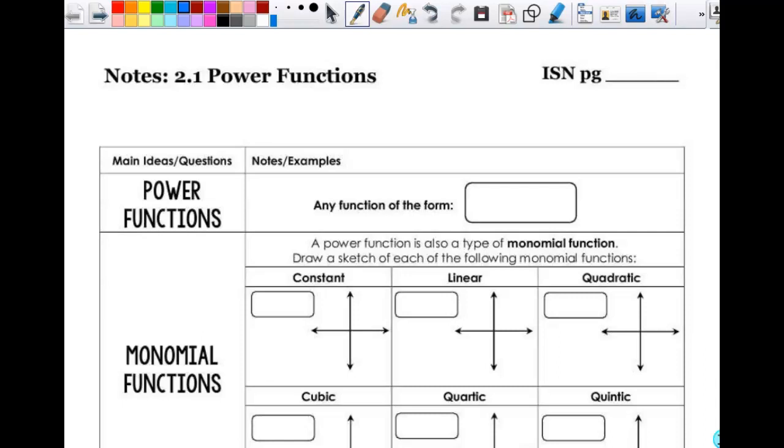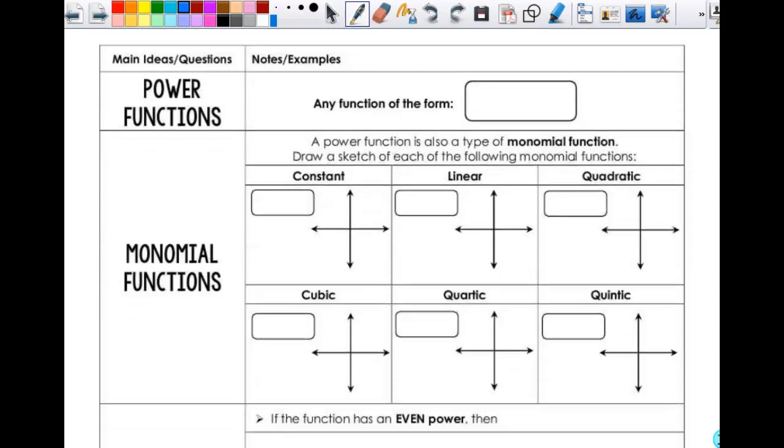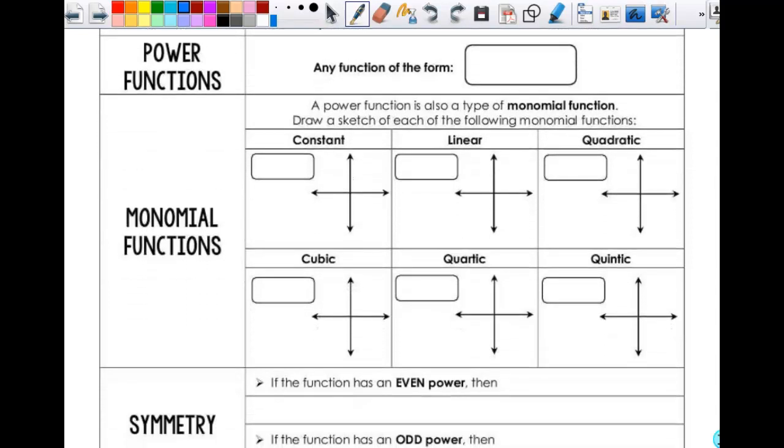So power functions. You may have never heard these functions referred to as power functions, but you've definitely seen them. A power function is any function in the form of f of x equals a times x to the nth power. Like 2x squared, that's a power function.